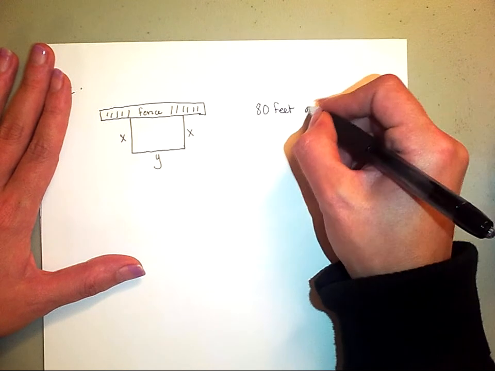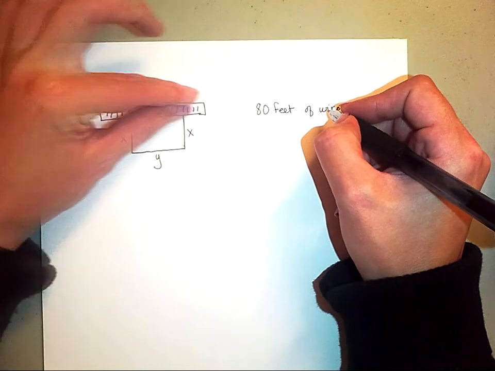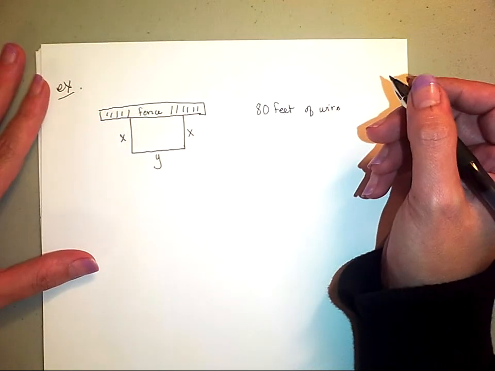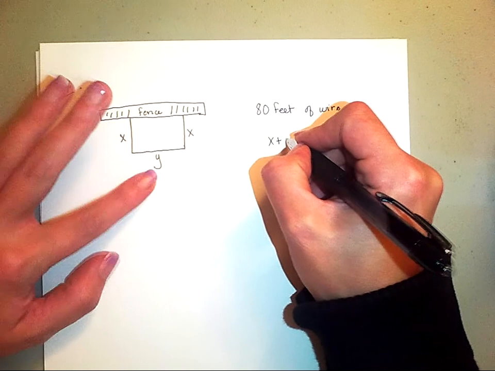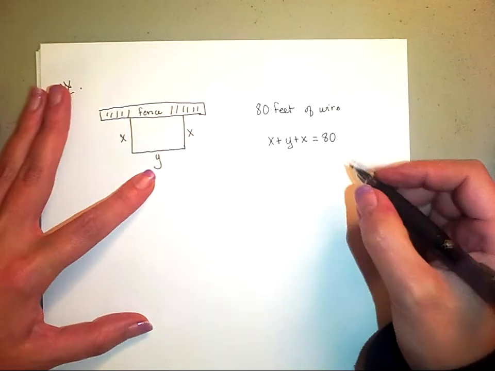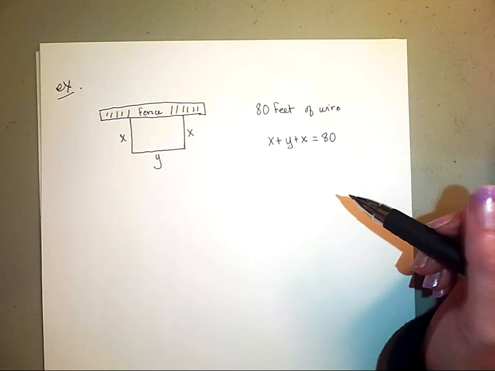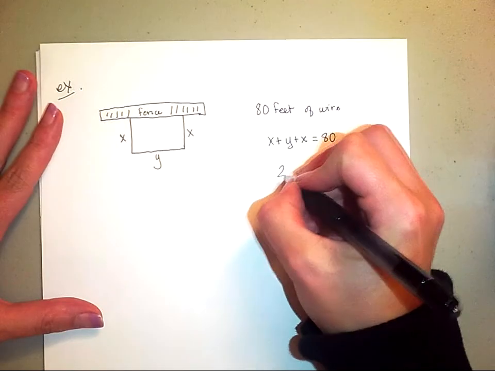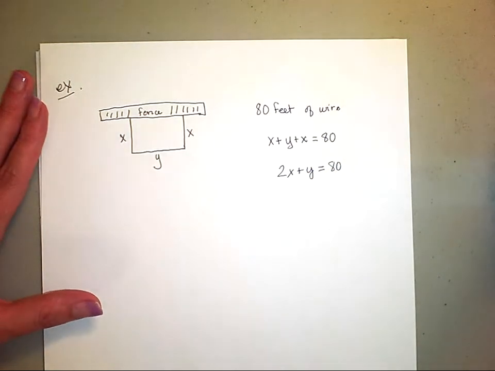Oh, I don't know. What does she buy? 80 feet of wire fencing. Okay. So she's going to put wire around here up against the fence that already exists. So what that means is that x plus y plus x, when you put it all together, it can't be more than 80 feet. Okay? She doesn't have more than 80 feet. So in other words, 2x plus y should be equal to 80 feet.